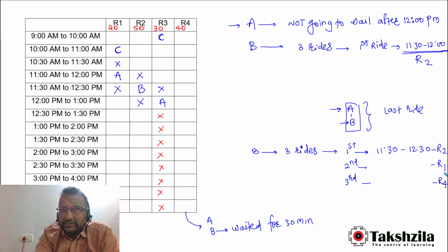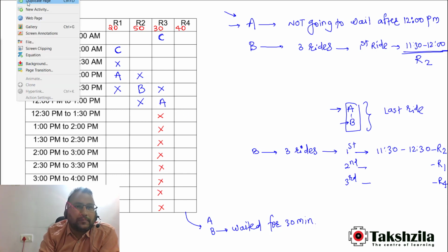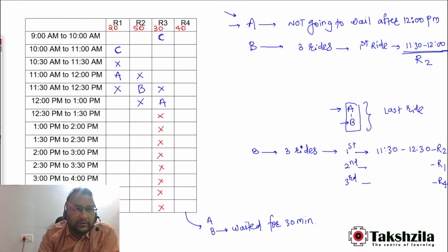Okay. After this, A never waited. A is not going to wait after 12 o'clock PM everyone. So over here, A is going to start ride 4 at what time? Let's try to identify that. A is going to complete R3 at 1 o'clock. So immediately at 1 o'clock, let's say A is going to start 4th ride. That is 1 o'clock to 2 o'clock.